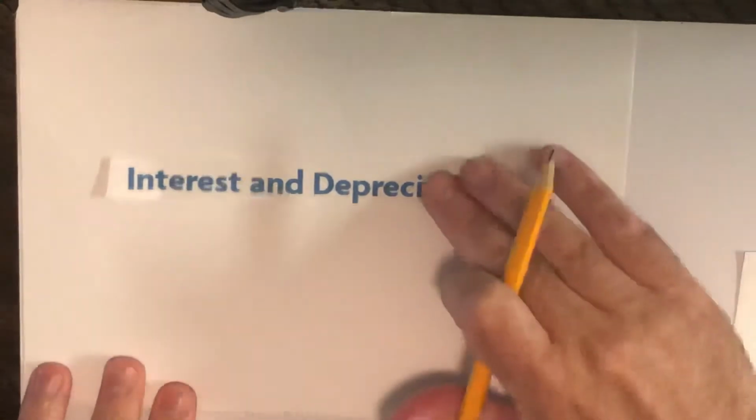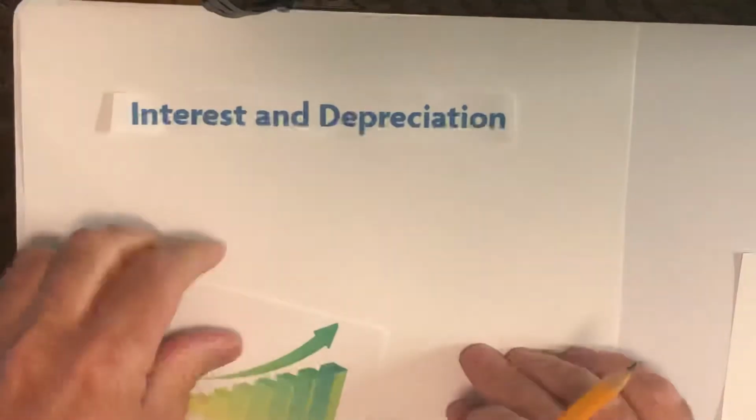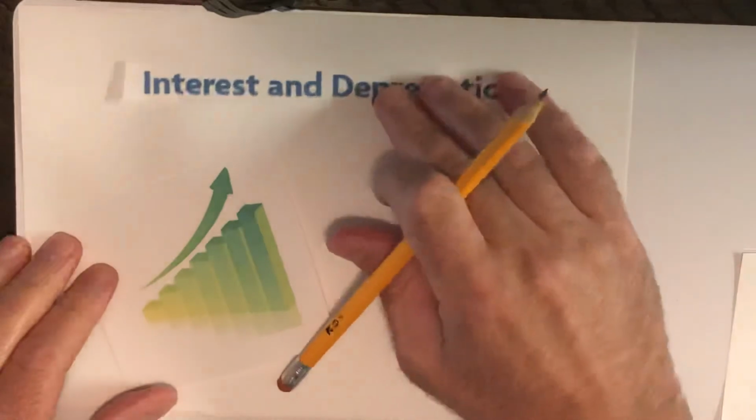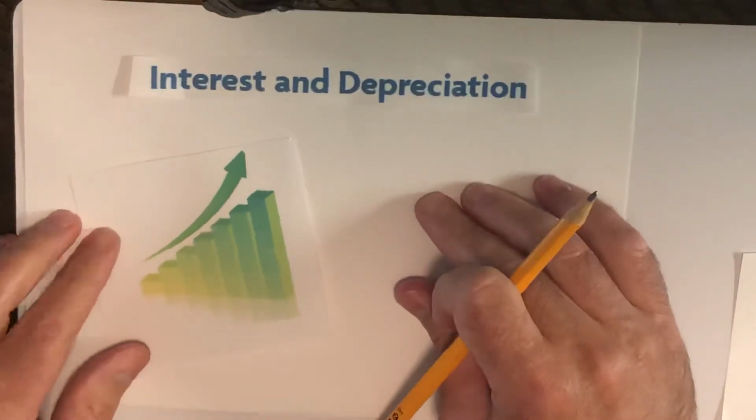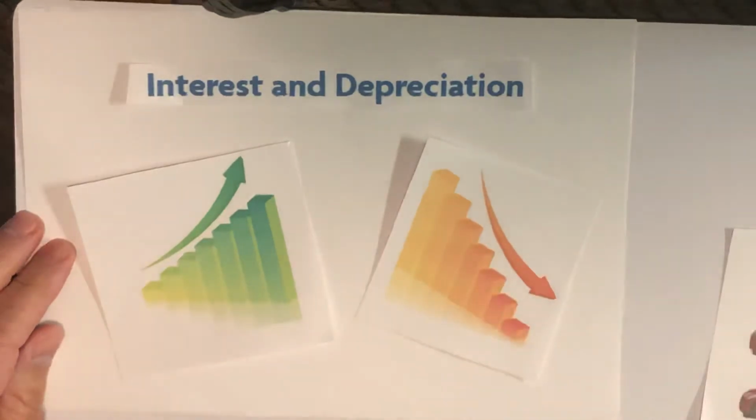Two situations in which we might use the percent equation are finding interest and depreciation. Interest is an example of when money appreciates, or value increases. And depreciation is when value decreases. Ideally, we try to maximize the opportunities for appreciation of money and minimize our opportunities where the money is going to depreciate.